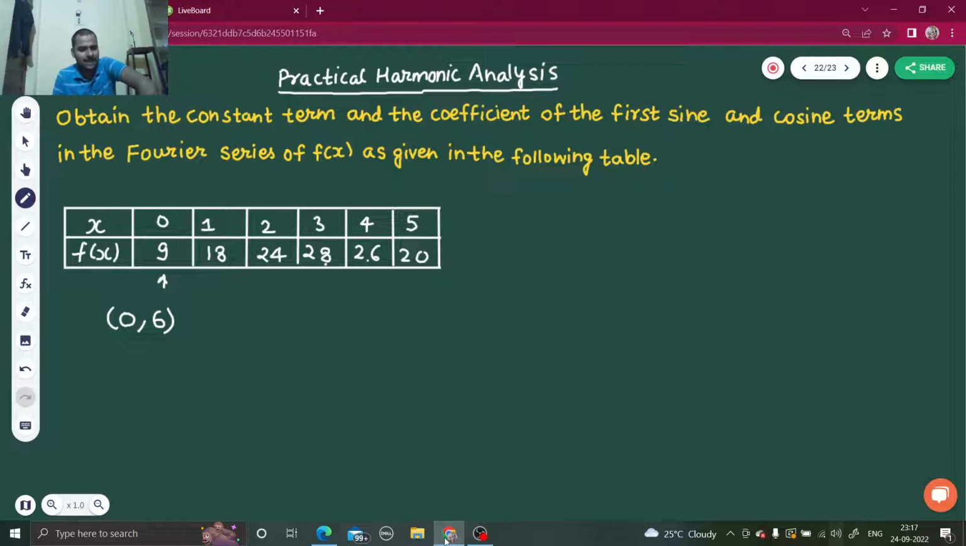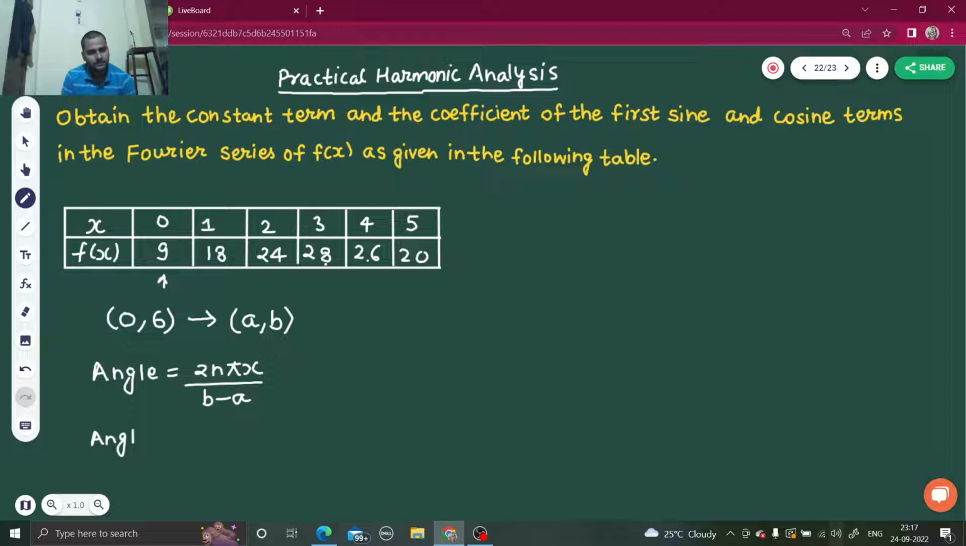Now what else? You will compare this from A to B, and because the angle in this question is not given, we find the angle by this formula, 2n pi x divided by B minus A. So what will be the angle? It will be 2n pi x divided by 6 minus 0. So it will be n pi x by 3.